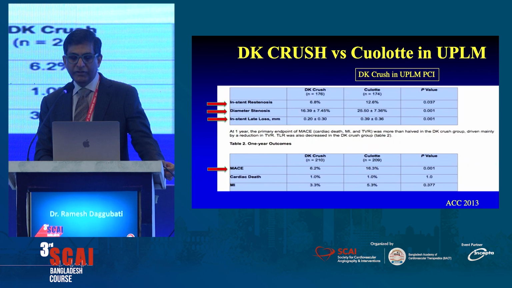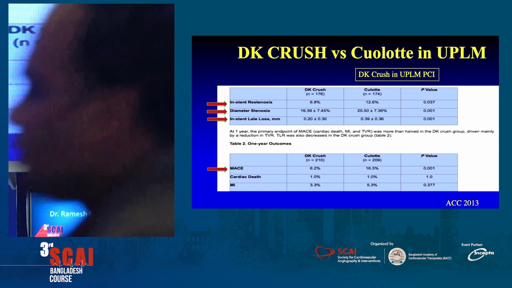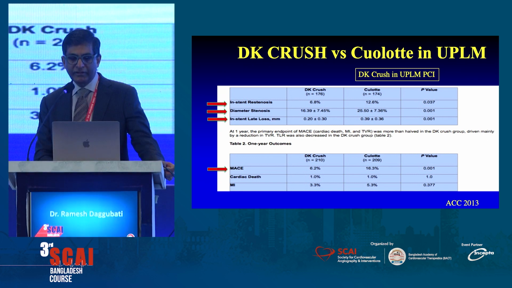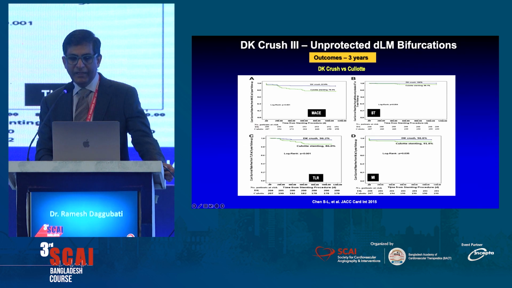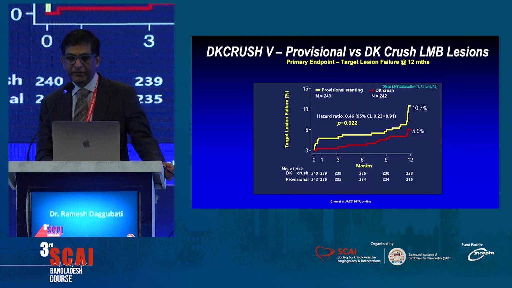DK crush versus Culotte in unprotected left main: the in-stent restenosis is lower and statistically significant, and in-stent late loss is also much lower with the DK crush than with the Culotte technique. The total major adverse cardiac events are 6% with the DK crush versus 16% with the Culotte. And there's no difference in myocardial infarction or death. And in unprotected left main, at 3 years in DK crush 3, the major adverse cardiac events, stent thrombosis, TLR and MI were in favor of DK crush as compared to the Culotte study.